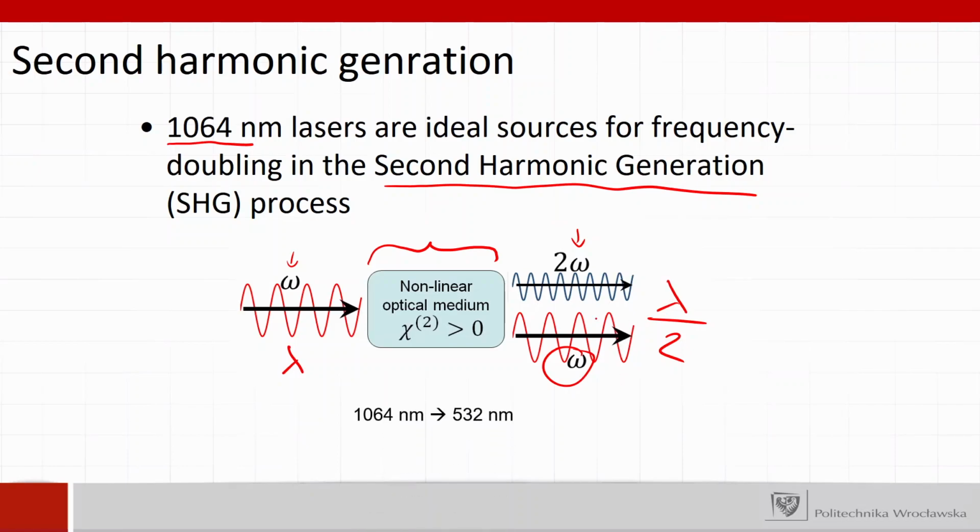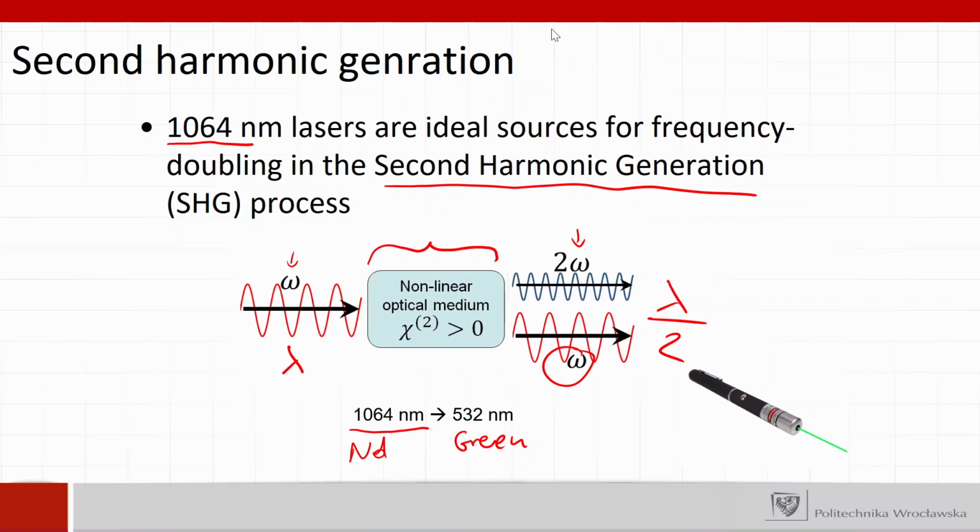So ideally, if we use a 1064 laser that can originate from a neodymium laser, we can get green emission at 532. And you might already know that this is the principle of these green laser pointers that you can buy. So these are just neodymium lasers with second harmonic generation.